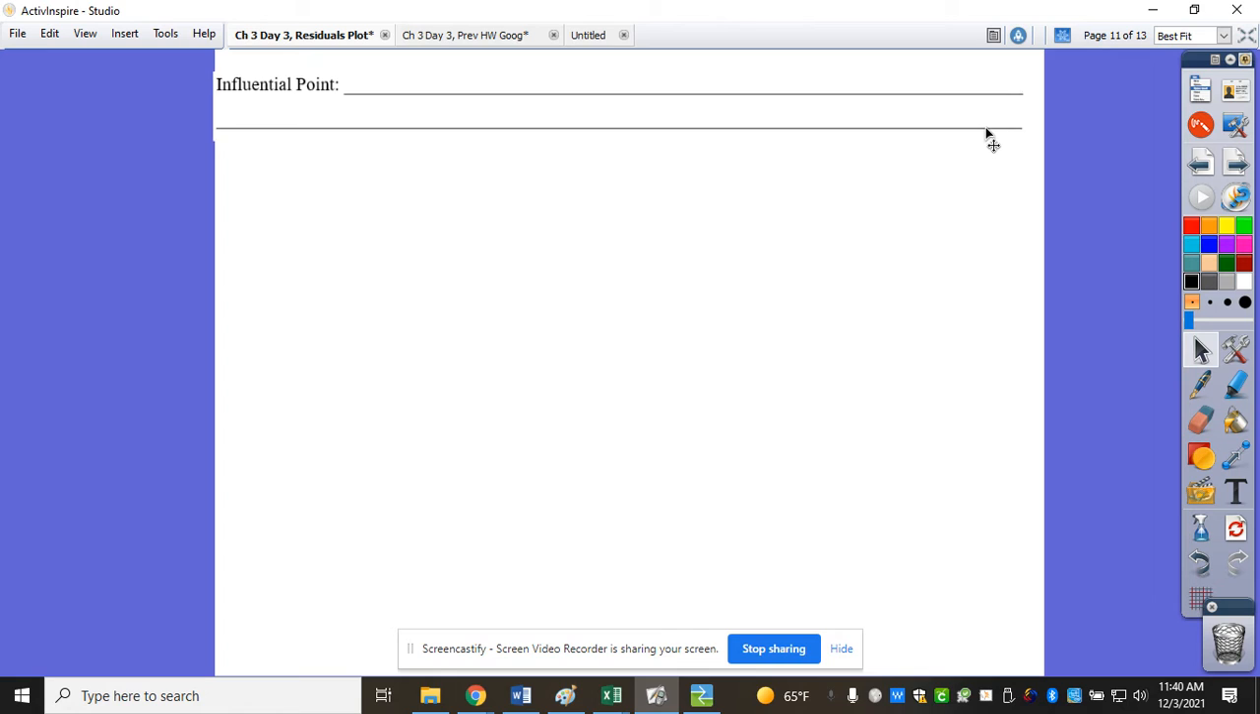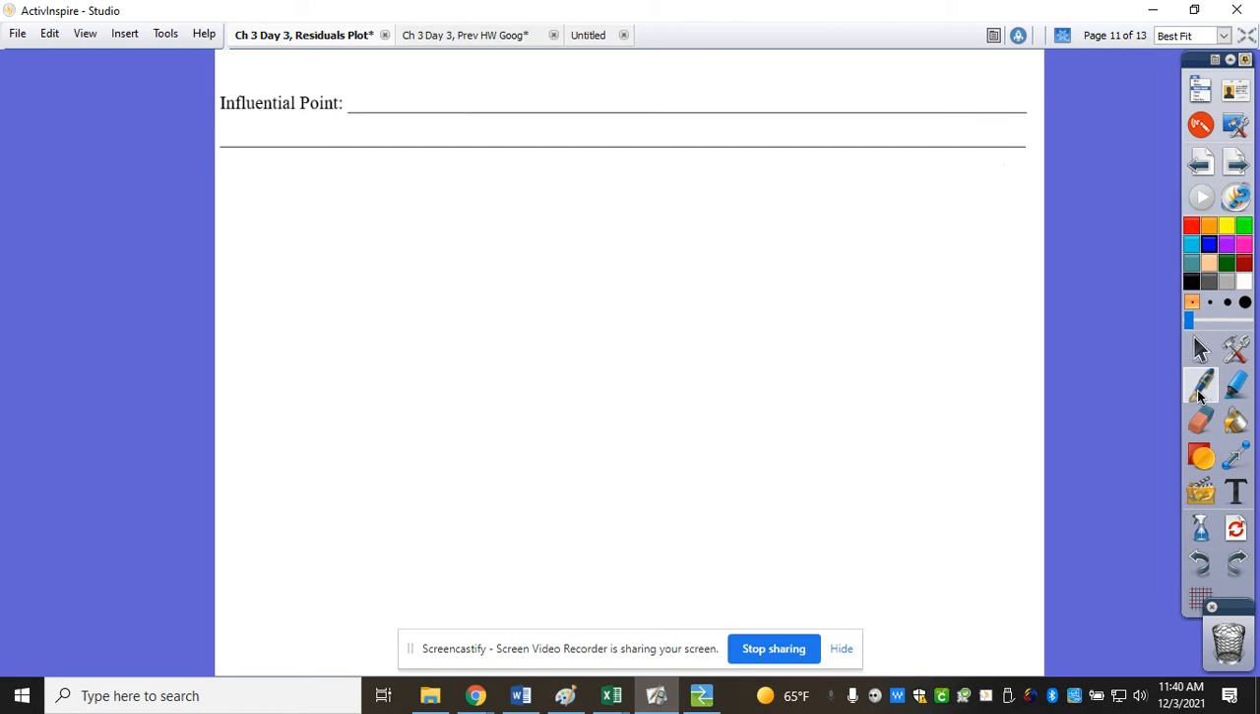Influential point is what you're starting to think about when you started to tell me, I don't think that one is an outlier. So if removing that one point would greatly change the result.